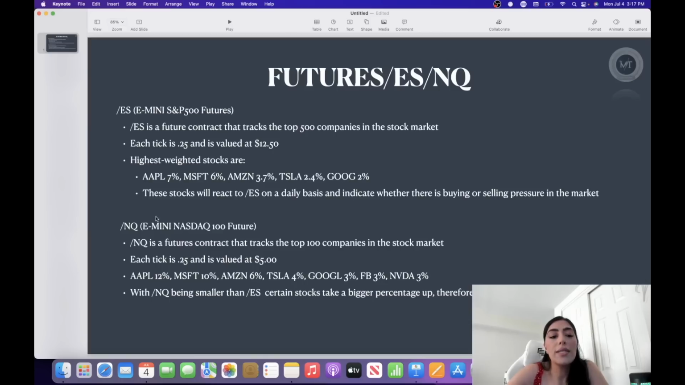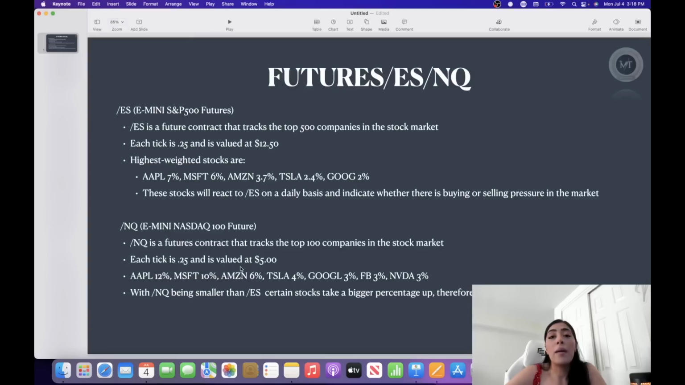What you will also notice is that because the NASDAQ is a basket of only 100 stocks in comparison to the S&P 500, most of the tech sector, especially the ones that are weighted the highest in the NASDAQ, are going to react more to NASDAQ futures. So when I'm watching my tech sector, for example, Apple, Microsoft, Amazon, Tesla, NVIDIA, Facebook, AMD, I'm going to be focusing more on the NASDAQ futures and what the NASDAQ is doing. Obviously paying attention to ES as well, but it's going to follow or react more quickly to what the NASDAQ is doing in regards to ES.